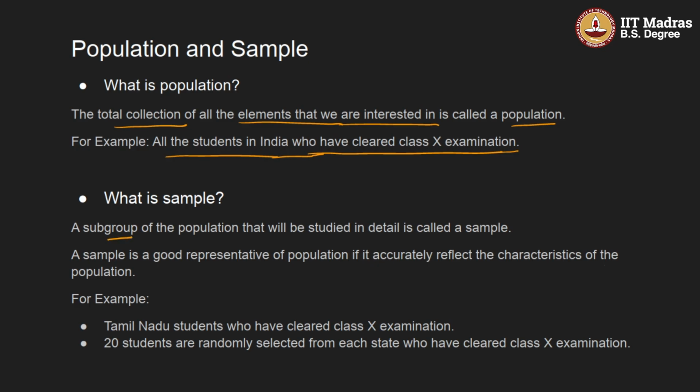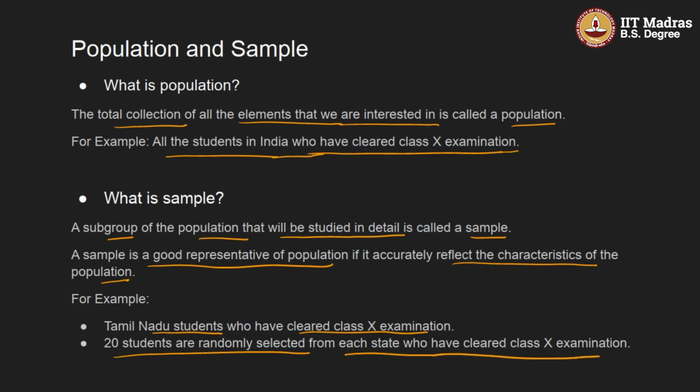And we know that the subgroup or the subset of the population that will be studied in detail is called a sample. And we know that the sample should be a good representative of the population as it reflects the characteristics of the population. So in the above population, we can take different samples. For example, we can take a sample of Tamil Nadu state students who have cleared the class 10th examination, or we can take a sample of 20 randomly selected students from each state who have cleared the class 10th examination.